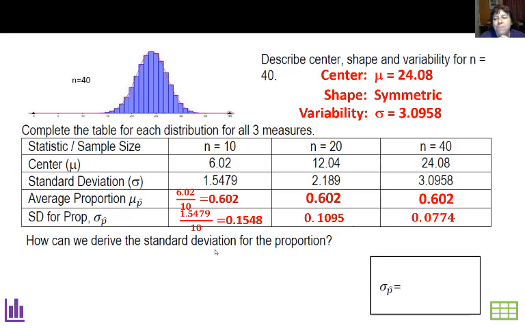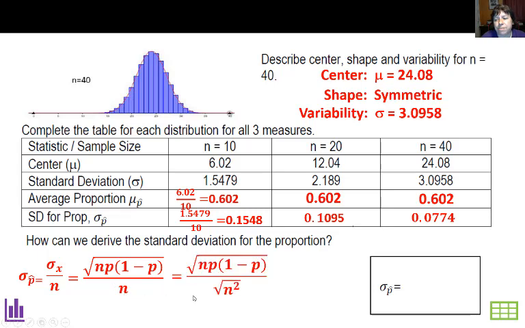So where's this coming from? Well, we know standard deviation for a binomial distribution is square root of n times p times 1 minus p, all right? But I'm going to go ahead and divide that by n, like that, okay? And I'm going to go ahead and square that n on the bottom there so I can put a square root on it. So square root of n squared is just n. Those two are the same thing.